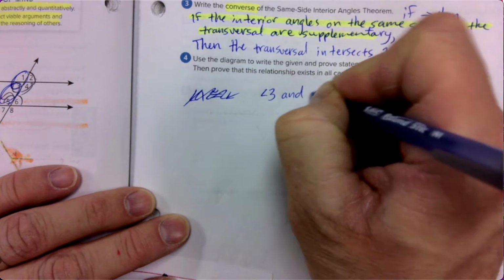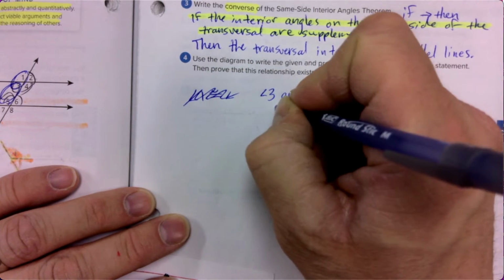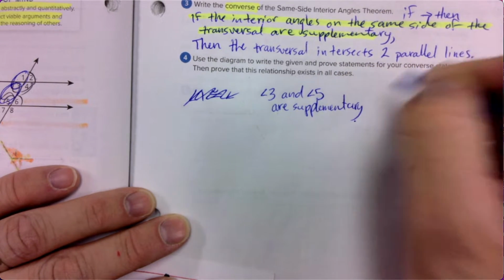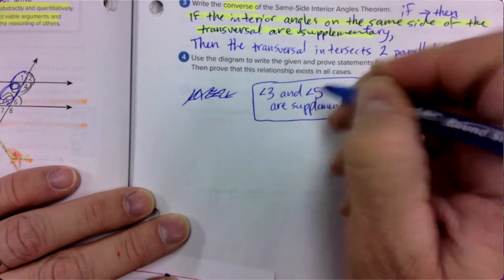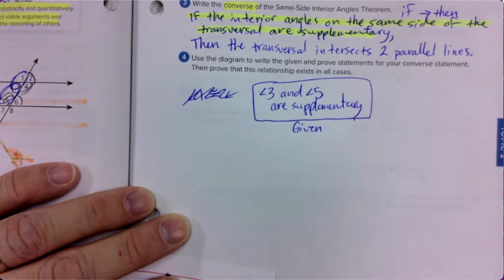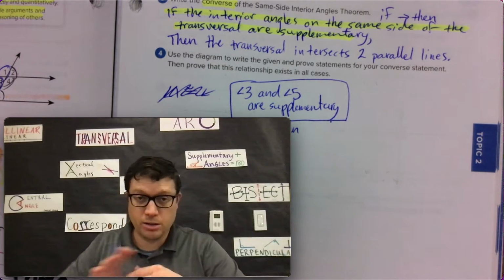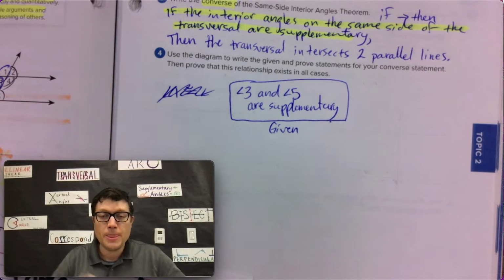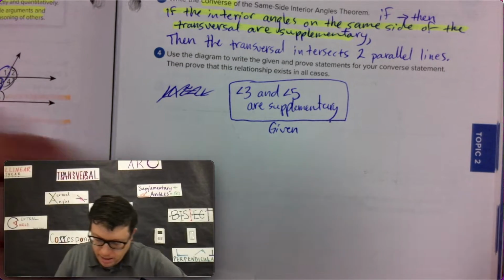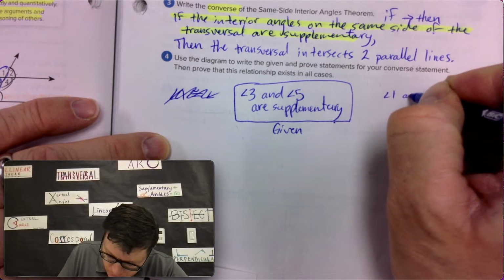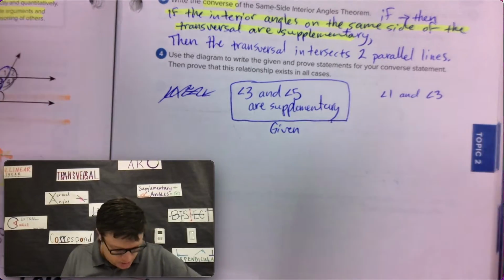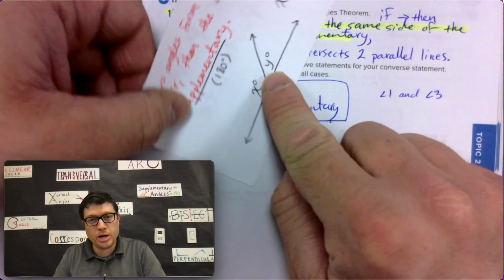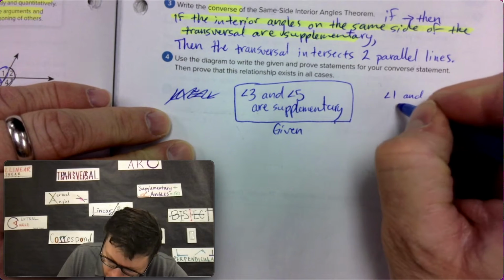Given angle 3 and angle 5 are supplementary. That is given. And also given, just because it's there in the picture, angle 1 and angle 3 form a linear pair. So I want to make sure that I bring in my other linear pair, right? Angle 1 and angle 3, they're kind of turned like this. They form a linear pair.